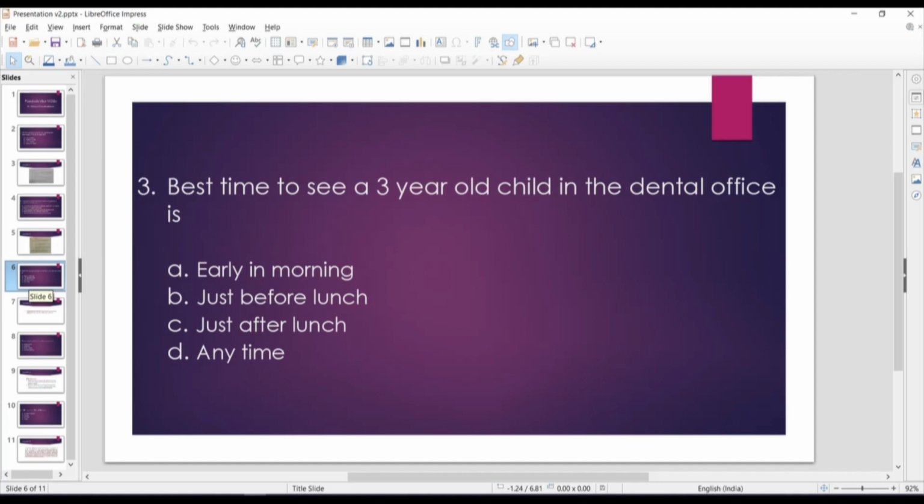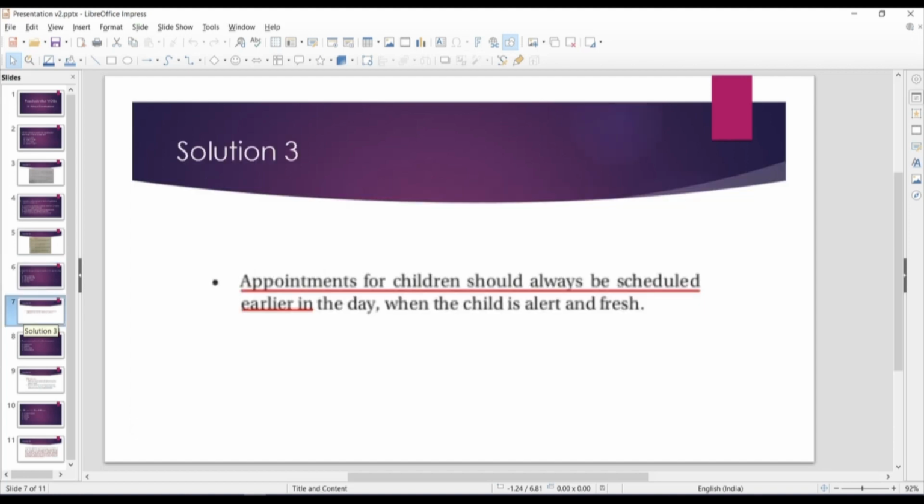The first appointments for children should always be scheduled earlier in the day. This must be done so that the child is very alert and very fresh. This is the key. So the answer is option A, early in the morning.